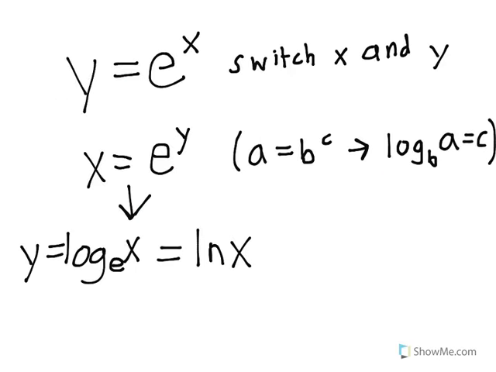So you have y equals e to the x, and you switch the x and y's, so it comes out to x equals e to the y. Then you solve for y to find the inverse function of e to the x, which comes out to log base e of x, which equals natural log of x.